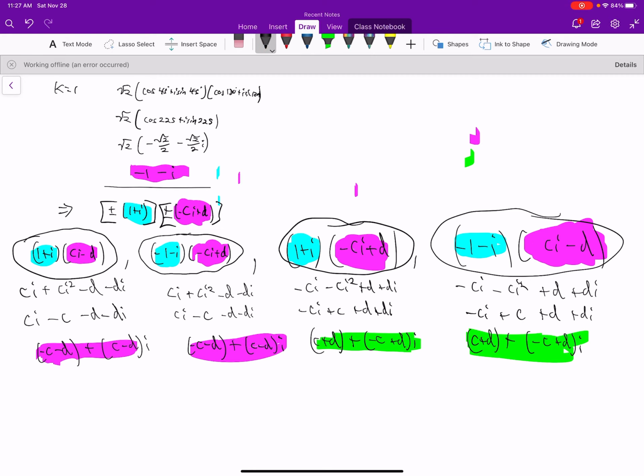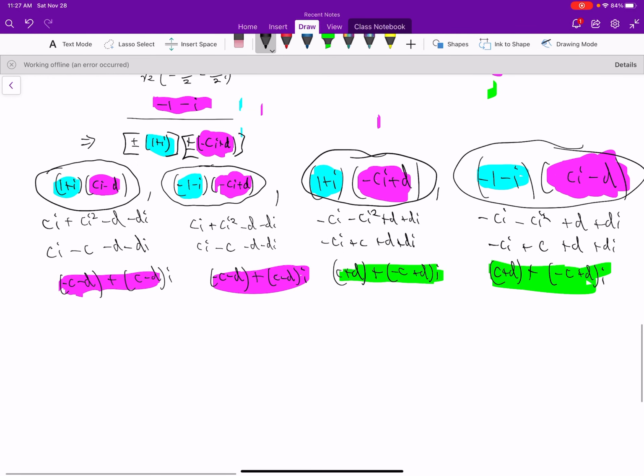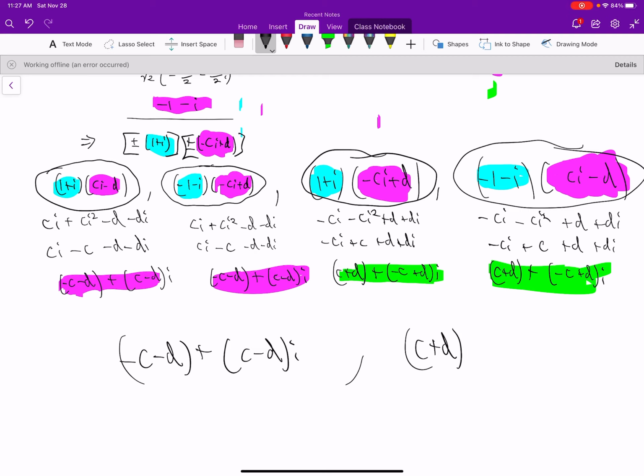Let's go ahead and put them down. We get negative c minus d plus c minus di, and we get c plus d plus negative c plus di. Yeah, two solutions. All right.